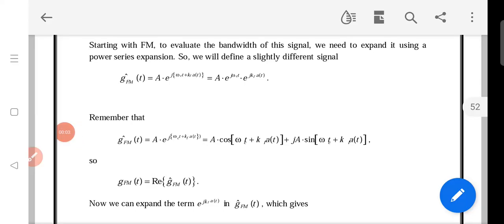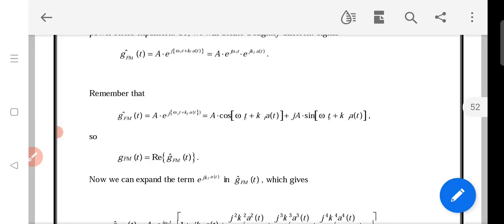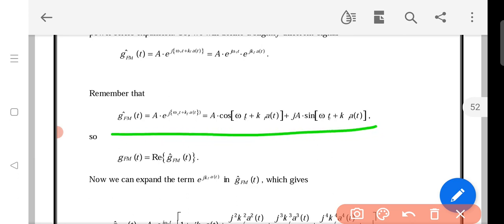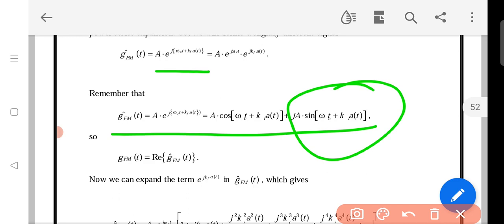Here we can consider only the real part of the above equation. This is the actual expansion, but we consider only the real part. This is the imaginary part, this is the real part. That's why we consider this part only, the first term.